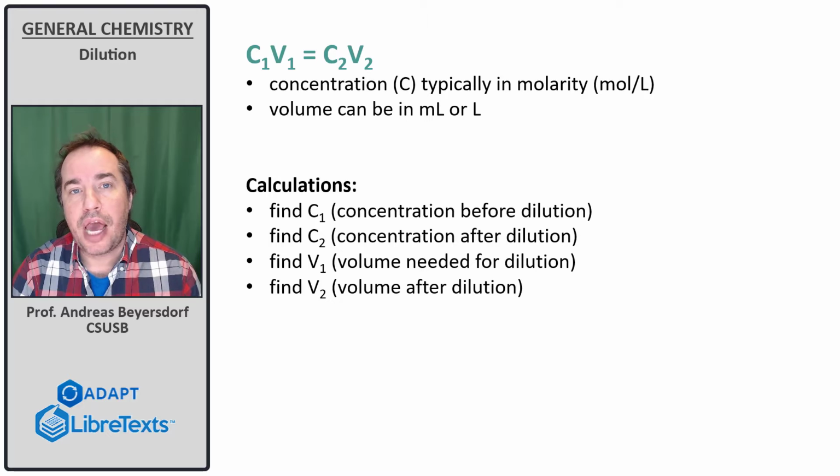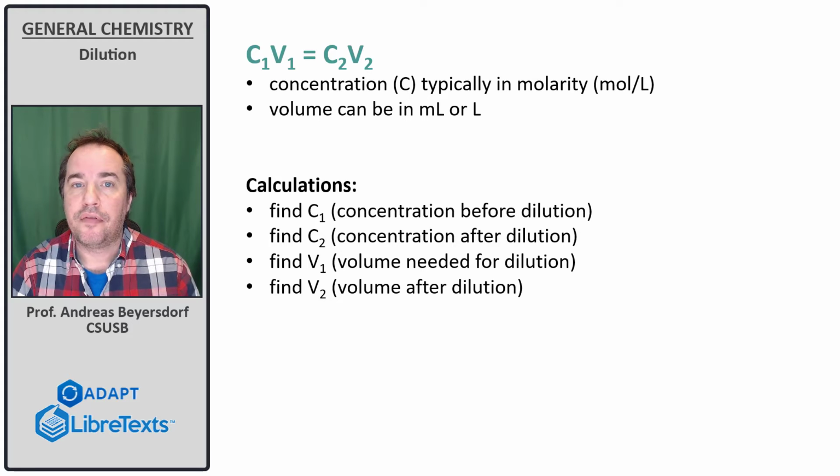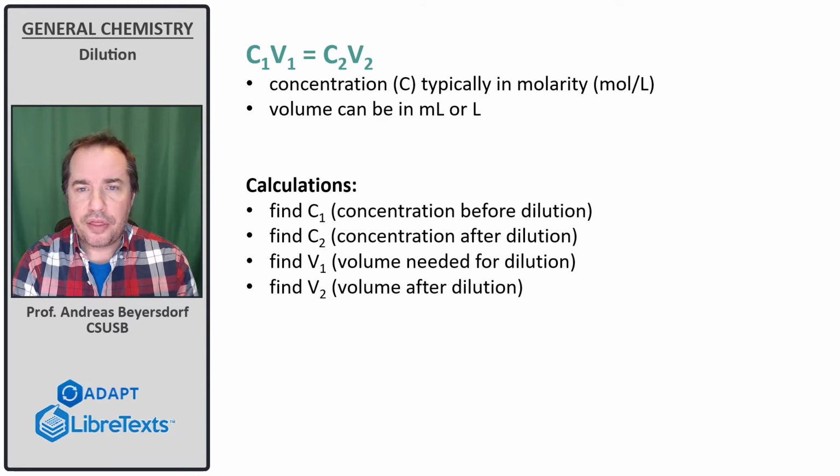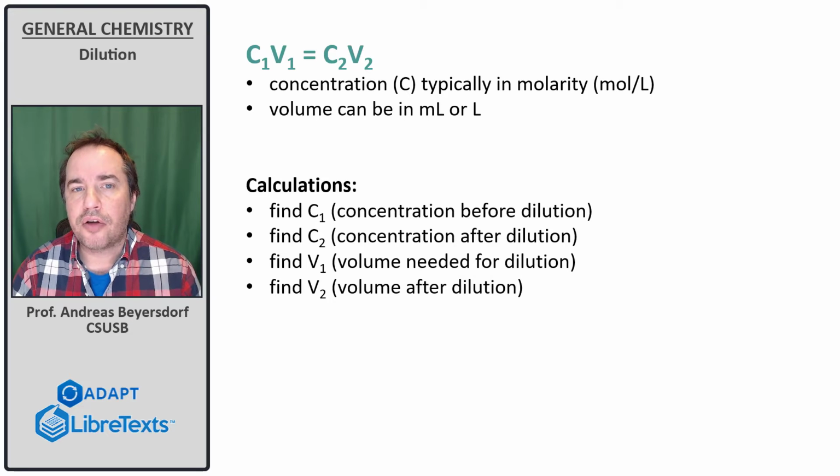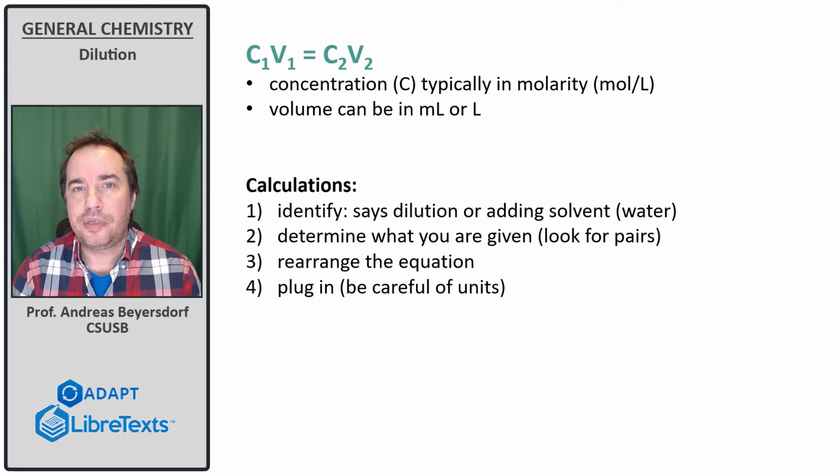Now, when we do calculations involving C1V1 equals C2V2, we can either have ones where we have to find the initial concentration, C1, or the concentration after dilution, C2, or we want to find the volume needed for dilution, which is V1, or the volume after dilution, which is V2. But in all these calculations, we're going to use the same steps.